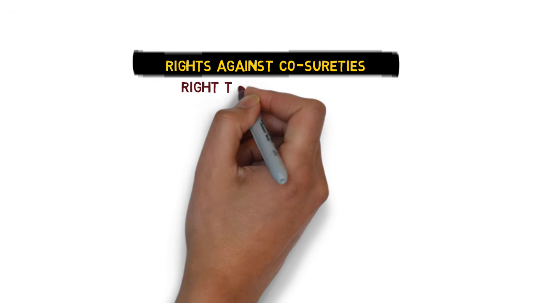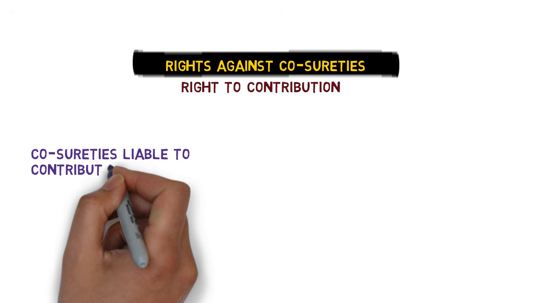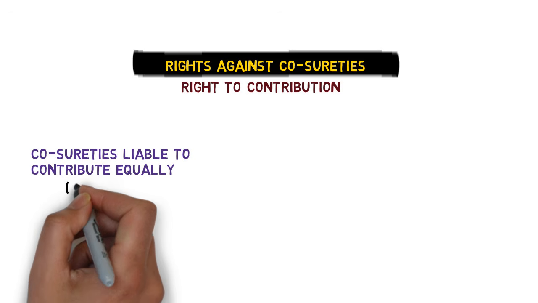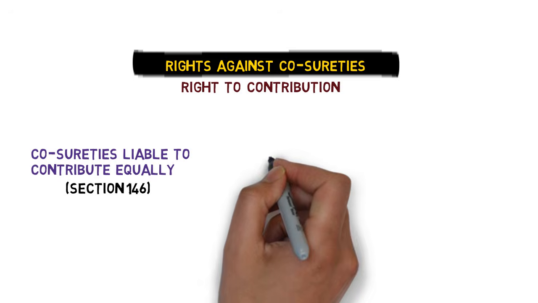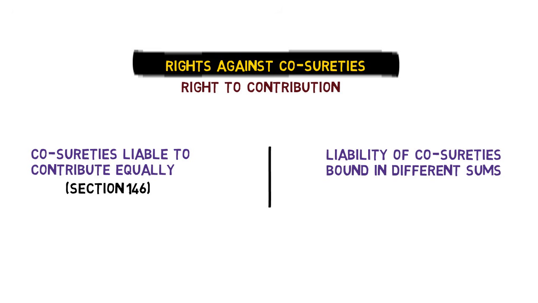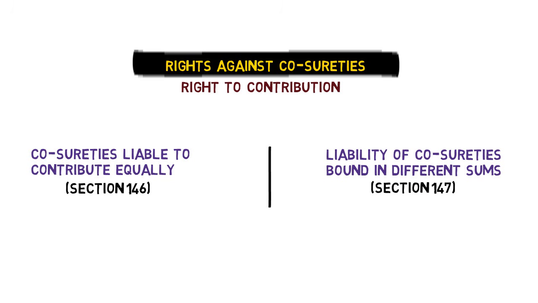Now let's see rights against co-sureties, which is known as right to contribution. This right can be divided in two parts. First is when the co-sureties are liable to contribute equally. This is given in section 146. Second is when the co-sureties are bound by different sums. That means when co-sureties have undertaken guarantee for different sums. This is given in section 147.